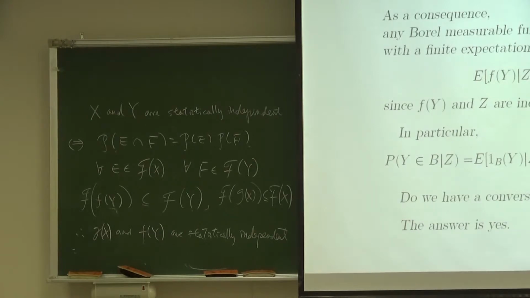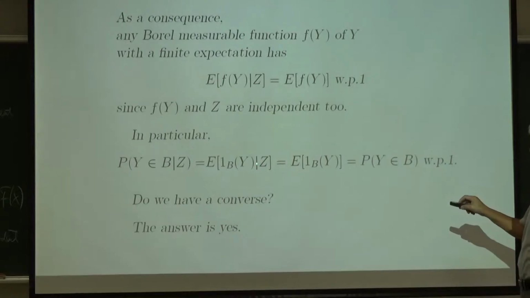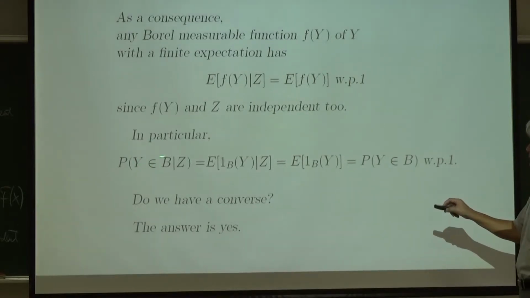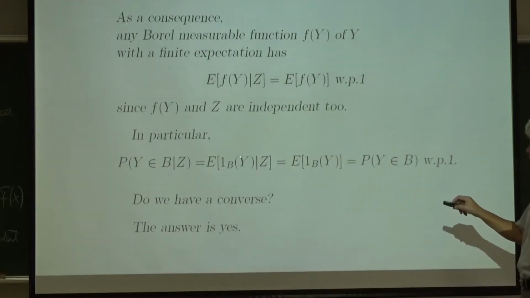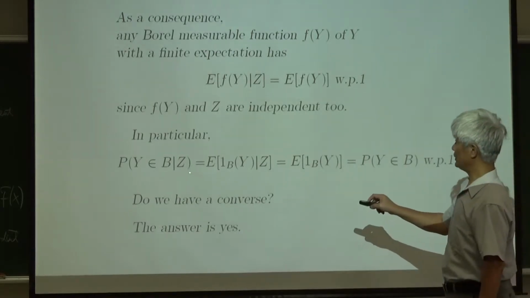In particular, consider the conditional probability of this event given Z. It can be defined through the indicator function, so this is just the conditional expectation of the indicator of this event given the random variable Z. When Y and Z are statistically independent, this is a Borel measurable function of Y, so this random variable is also statistically independent of Z. Then the conditional expectation given Z becomes an unconditional expectation, and the unconditional expectation of this indicator is just the probability of this event.